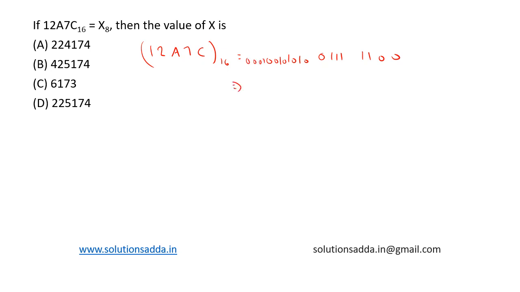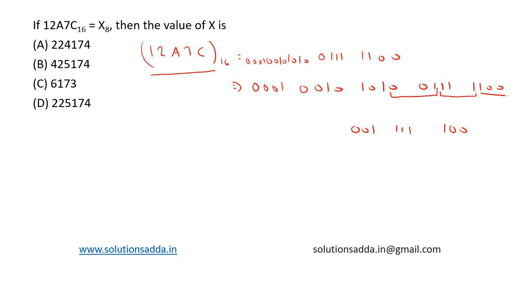Let's rewrite it a bit for clarity: 0001, 0010, 1010, 0111, 1100. This is the binary equivalent for this hexadecimal number. Now to convert it into octal, let's group it from the LSB in groups of 3. Grouping it in 3s, we get 1, 0, 0. This is one group. Next group is this 1, 1, 1. Next group is this 0, 0, 1.